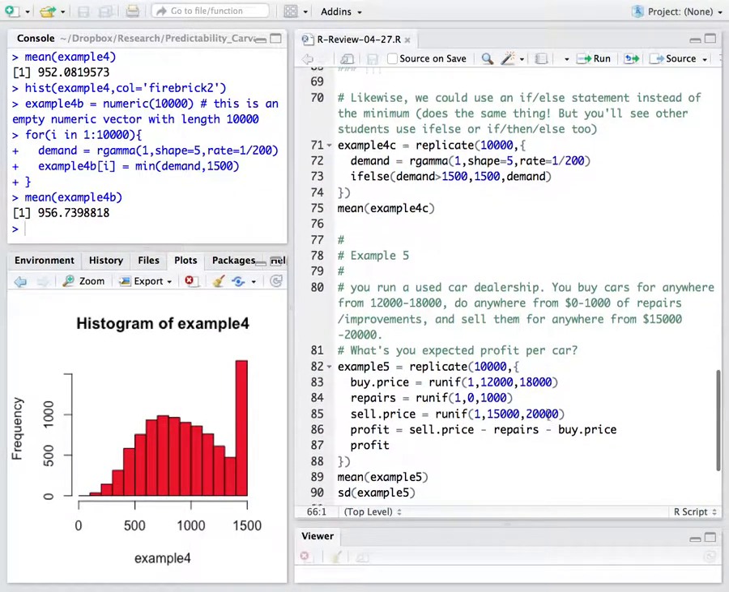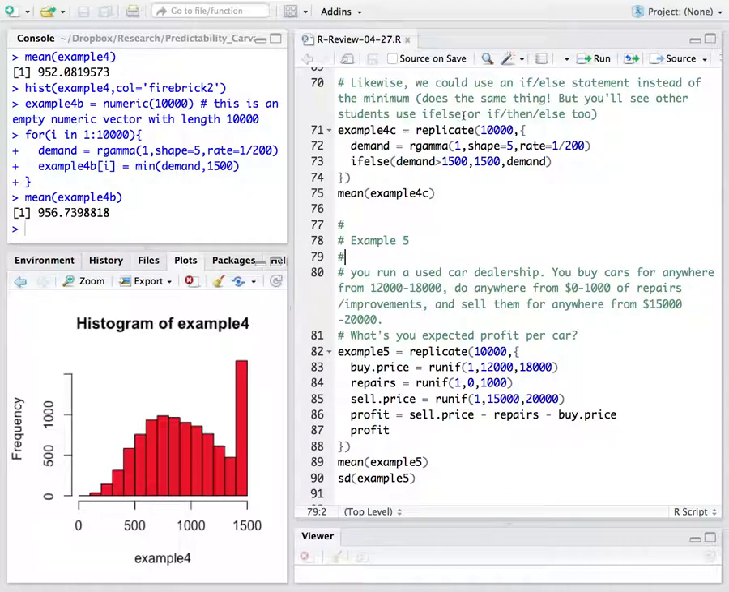One other customization you may see in your code, or code of professors or friends, is instead of the minimum, they could use an if-else statement. So here we have the same replicate code from before. Here's our demand from a random gamma. Instead of the minimum, we can now say ifelse. So this works just like the function does in Excel, or like the IF, I think it's just called IF in Excel. If demand is greater than 1500, return 1500. Otherwise, return demand.